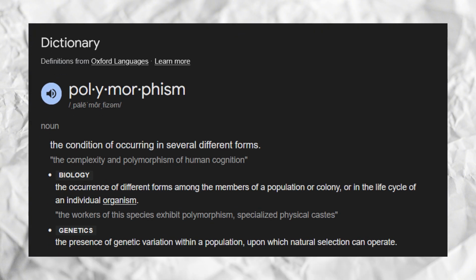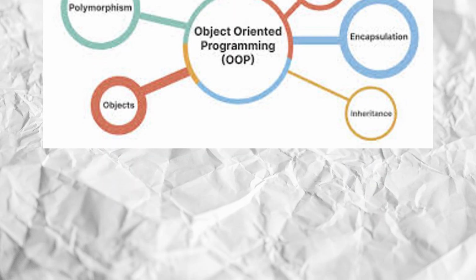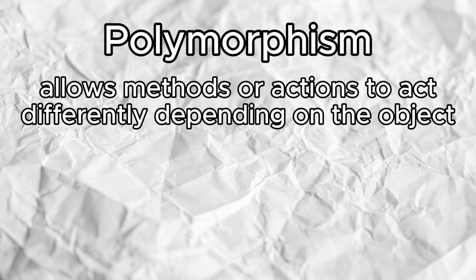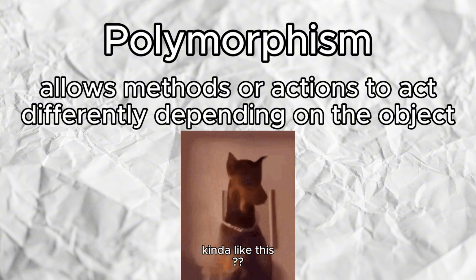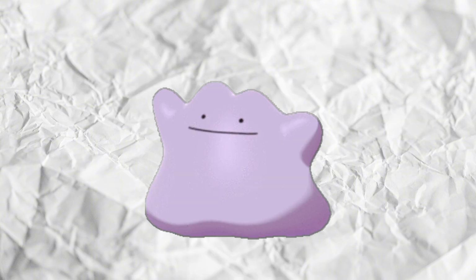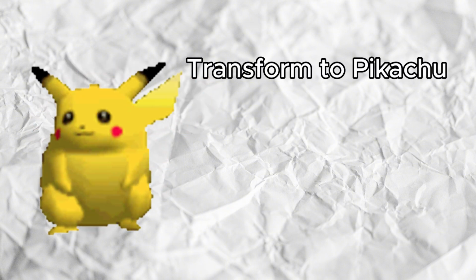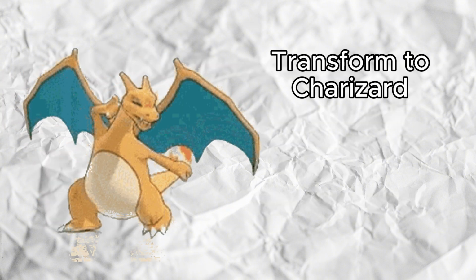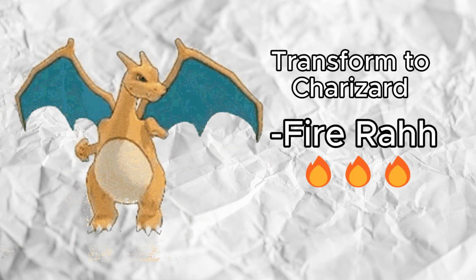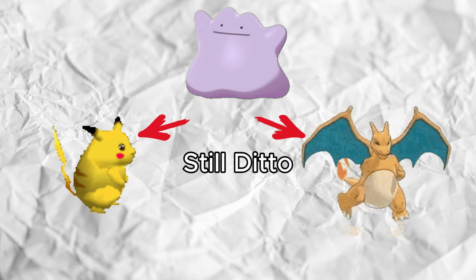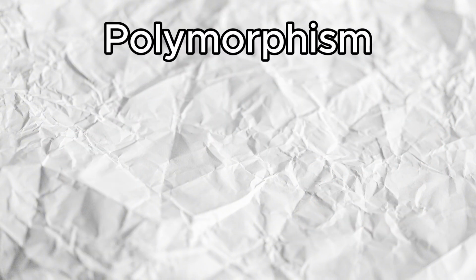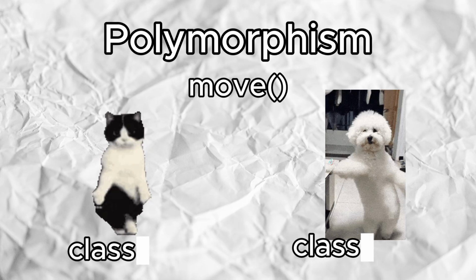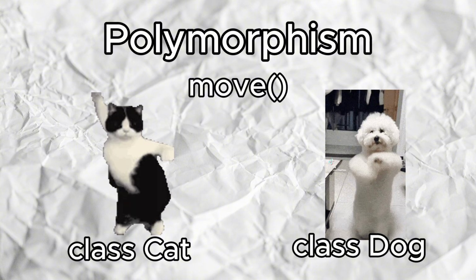The word itself means many forms. In object-oriented programming, polymorphism allows one method or action to behave differently depending on the object using it. Imagine the Pokemon Ditto. It has a unique ability to transform into any Pokemon it wants. When it transforms into Pikachu, it can use electric powers. When it transforms into Charizard, it can breathe fire. It's the same Pokemon, but its powers or behaviors are different. So, in polymorphism, you can have the same command, like move, but the result or the outcome will be different depending on the object that uses the said command.